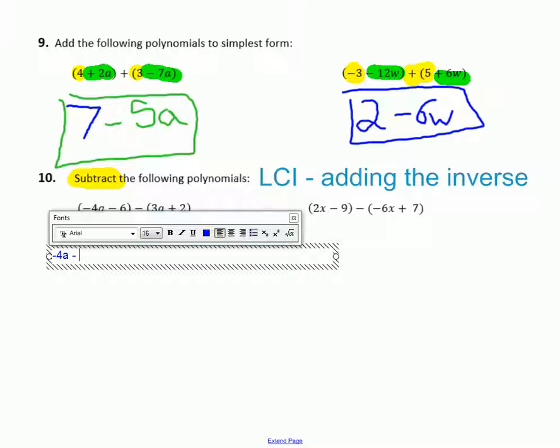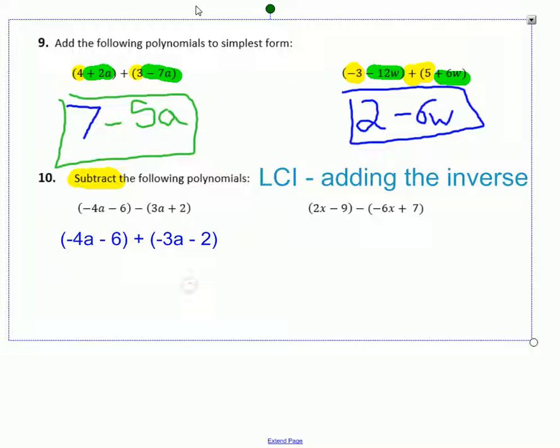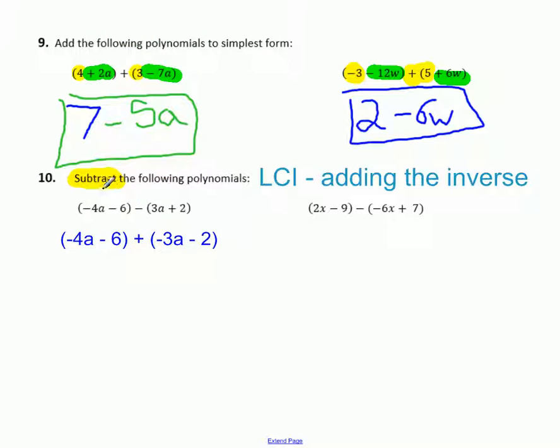So this says negative 4a minus 6. Leave that whole thing alone. And if you want to, you can even put in the parentheses. Change the minus sign to a plus sign. And then I want the opposite of 3a plus 2. So that would mean negative 3a minus 2. And there we go. Now that I use leave change inverse, I can now leave change. And remember, when you inverse this whole part, both terms, or any terms that are in that one.